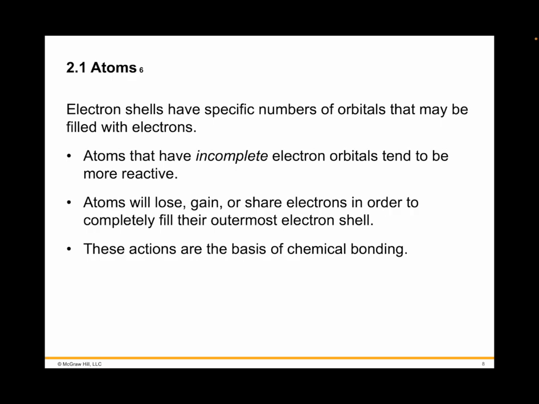In atoms with more than 2 electron shells, subsequent shells also contain up to 4 orbitals with a maximum of 8 electrons. Atoms with unfilled electron orbitals tend to be more reactive because they lose, gain, or share electrons in order to fill their outermost electron shell. An atom with a completely filled outermost shell is more stable.